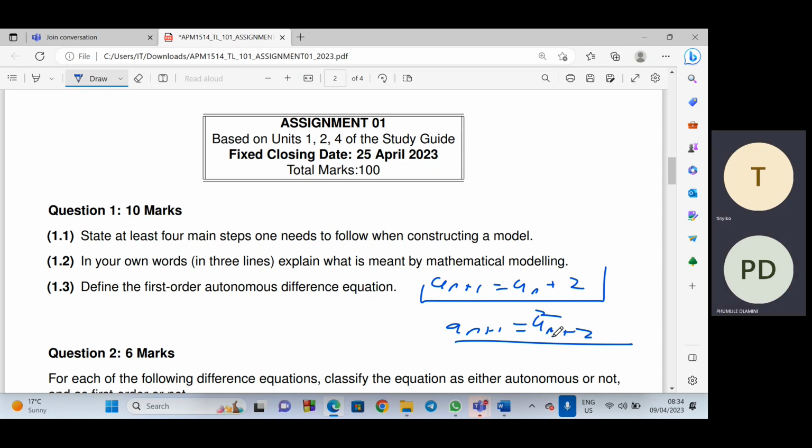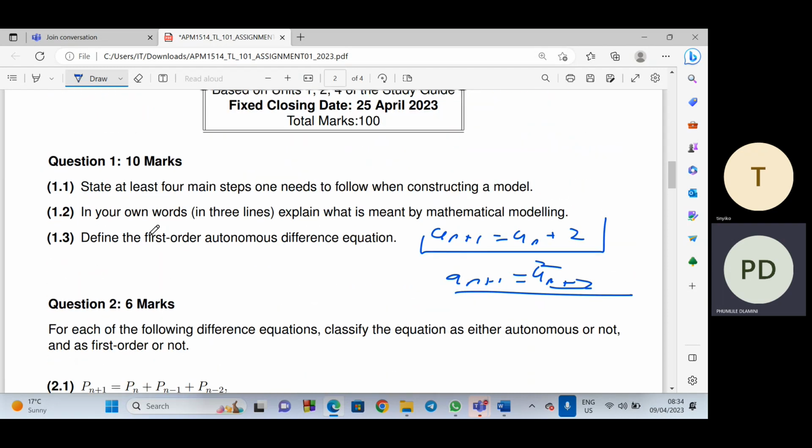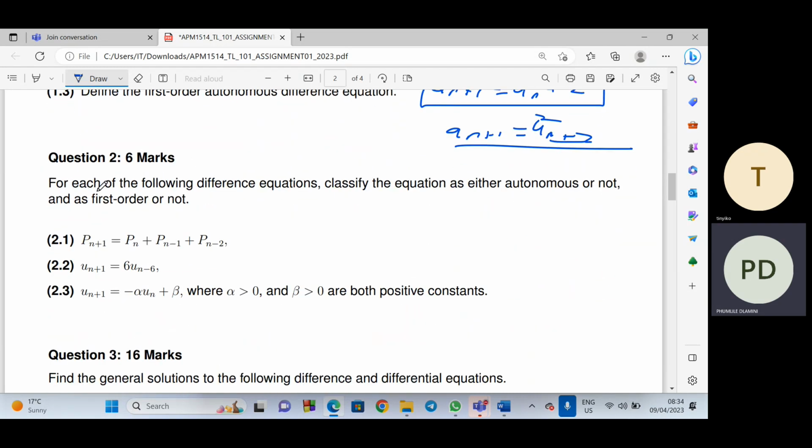Okay. So that's the meaning of that. So when we go to this one, it says, for each of the following difference equations, and remember, difference equation, DE, we already spoke about it. Now you can calculate them. You classify the equation as either autonomous or not, and as first order or not.